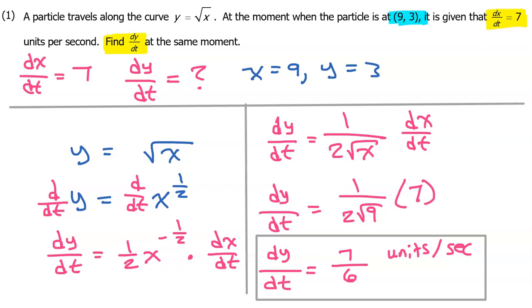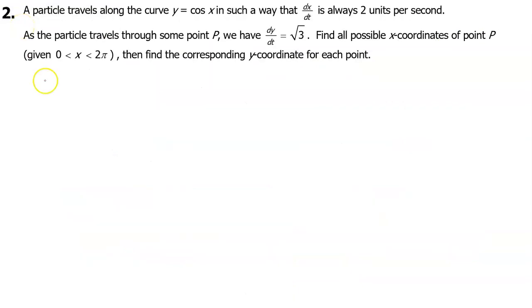All right, that's it for problem number 1. Number 2, let's try it with a trig function. A particle travels along the curve y equals cosine x in such a way that dx dt is always 2 units per second. As the particle travels through some point P, we have dy dt is equal to radical 3. Find all possible x coordinates of point P, given x between 0 and 2 pi. Then find the corresponding y coordinate for each point.